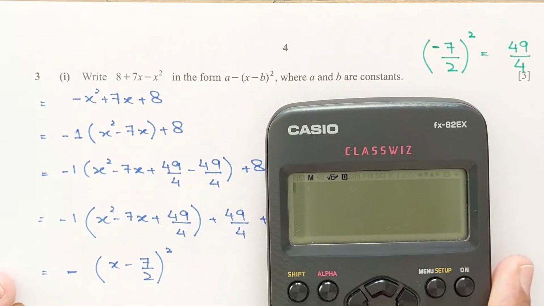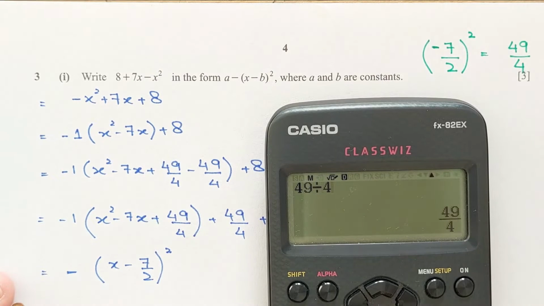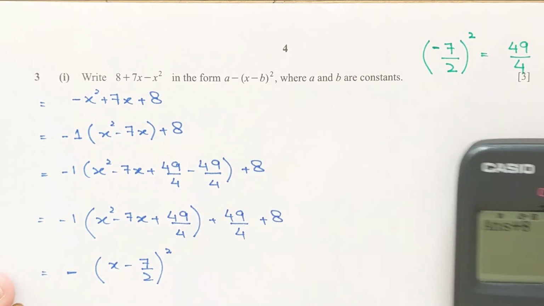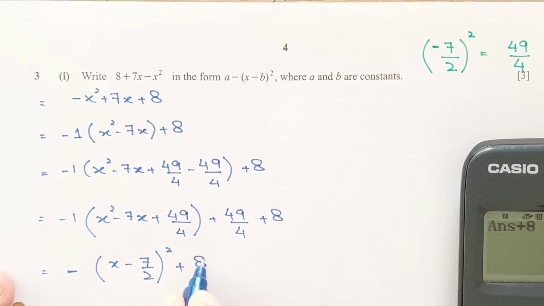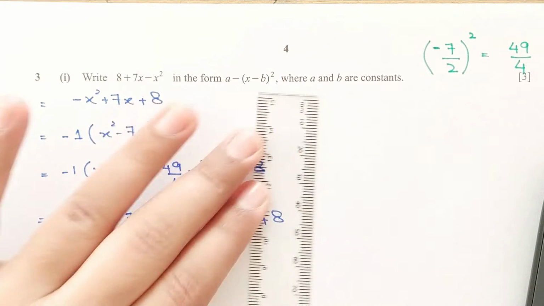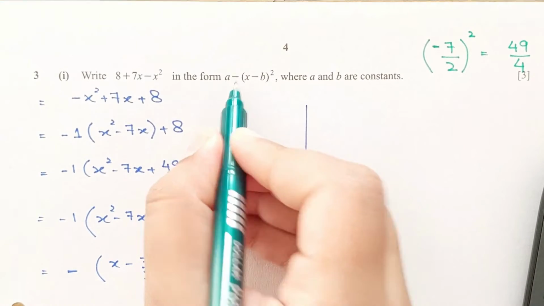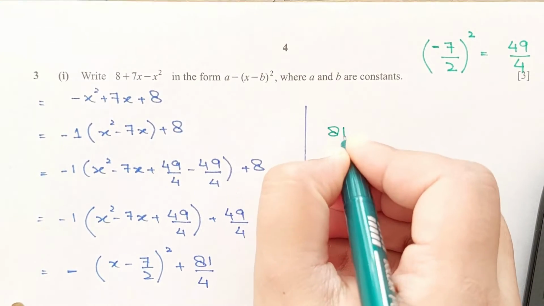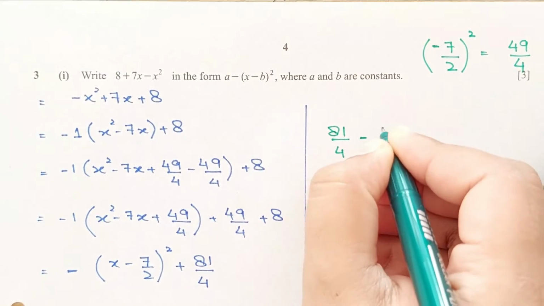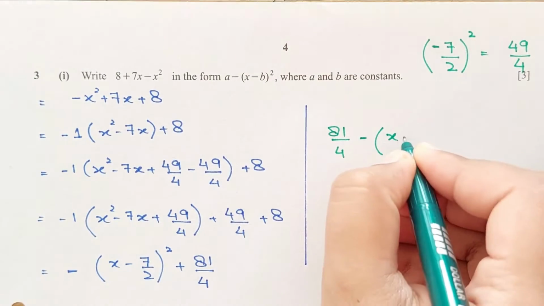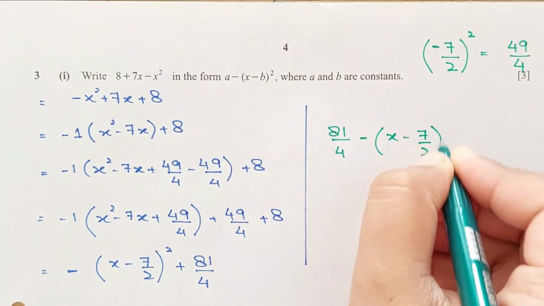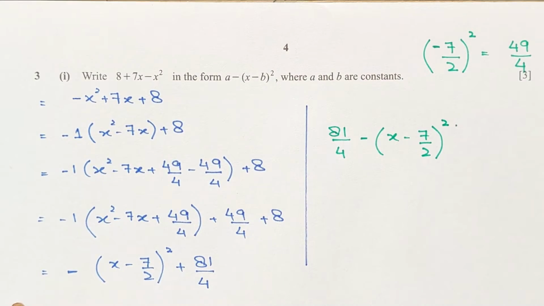And the term over here is 49 divided by 4 plus 8. This is 81 by 4. So plus 81 divided by 4. Now let me rewrite it into the given form. So we can say that a is 81 by 4 minus (x minus b), so (x minus 7 by 2) whole squared, right?